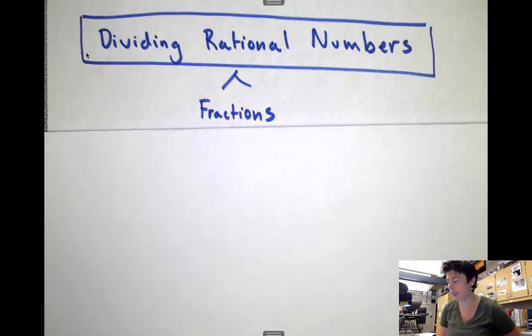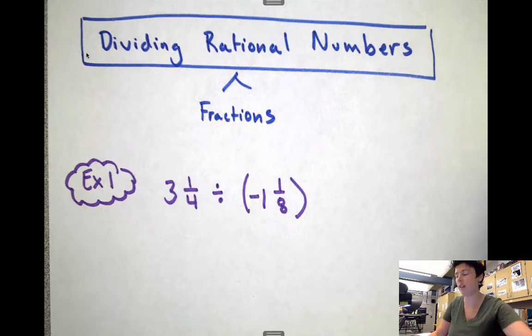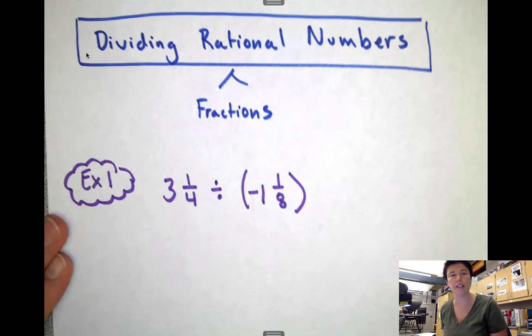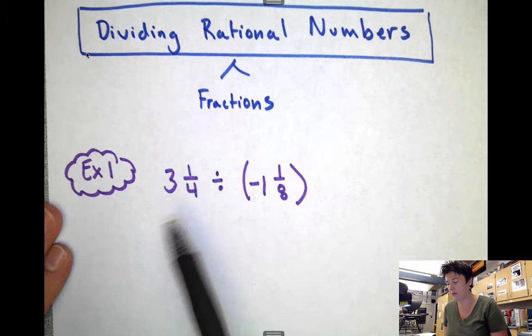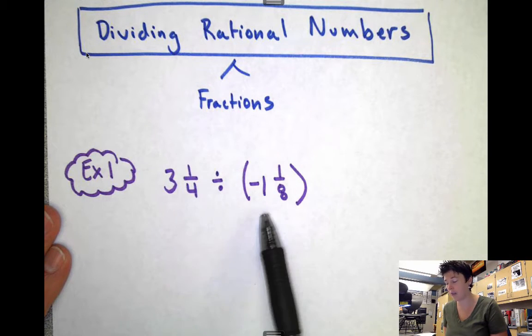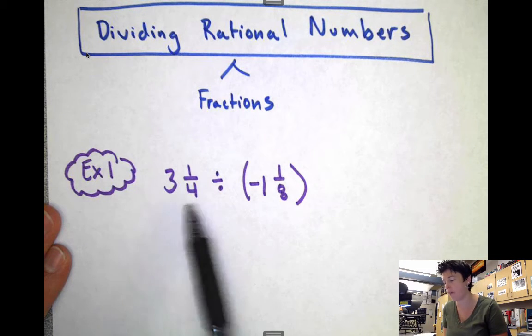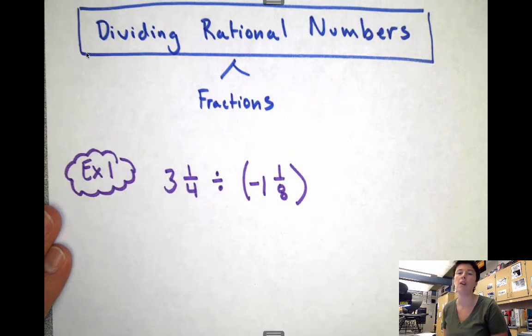Hi guys, we're going to do a video here on dividing rational numbers, and the focus is on fractions. So how to divide fractions with positives and negatives involved. And so here is the type of problem we're going to be looking at. Example 1: positive 3 1/4 divided by negative 1 1/8. I read that wrong at first.